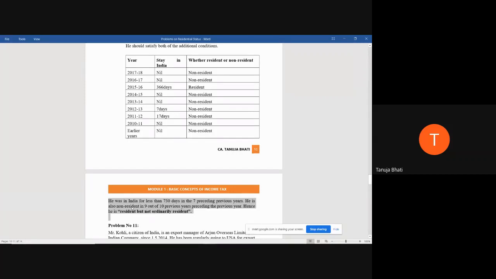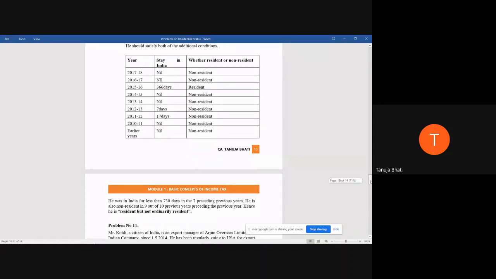So actually he should be a non-resident for at least 9, but he's a non-resident for 9 years. Out of the 10 years, 9 years he's a non-resident. Only for 1 year he's a resident, whereas the condition says that for at least 2 years he should be a resident. Therefore both the additional conditions are not getting fulfilled. Hence he is a resident but not ordinary resident.